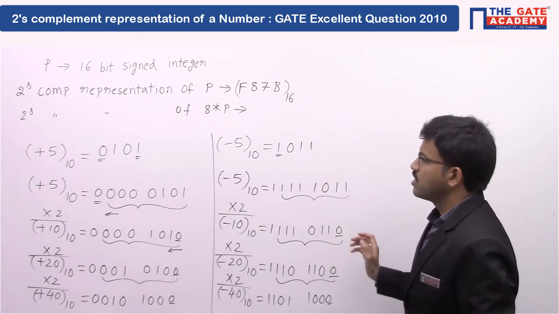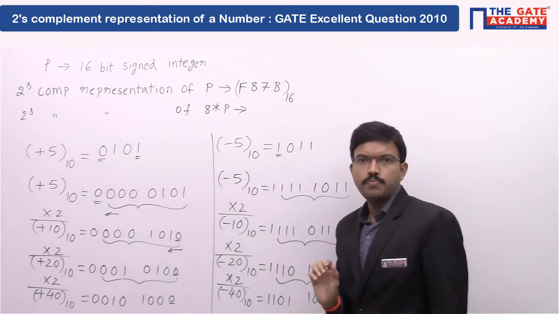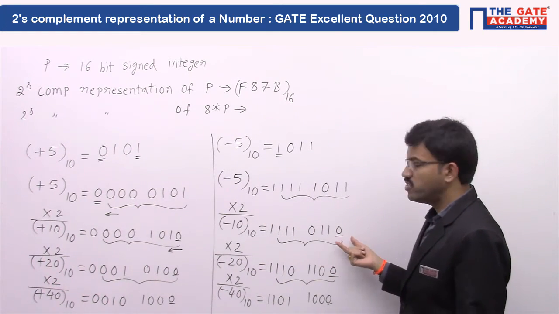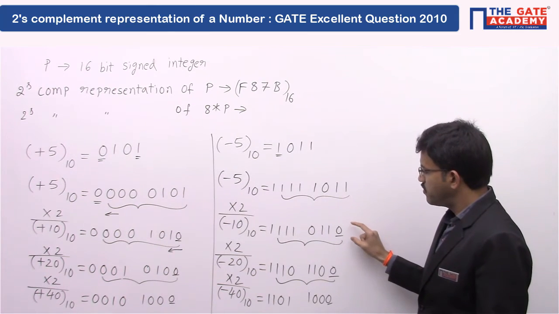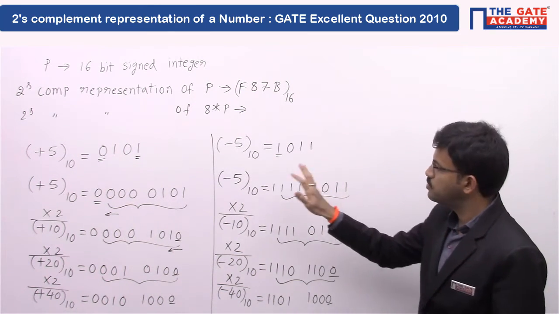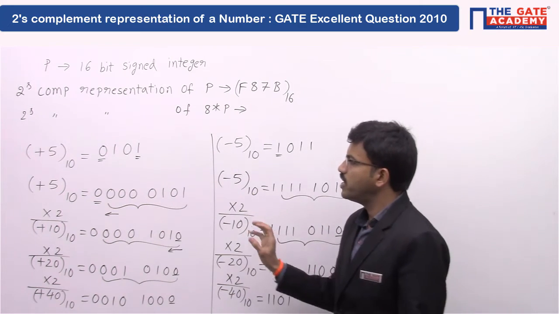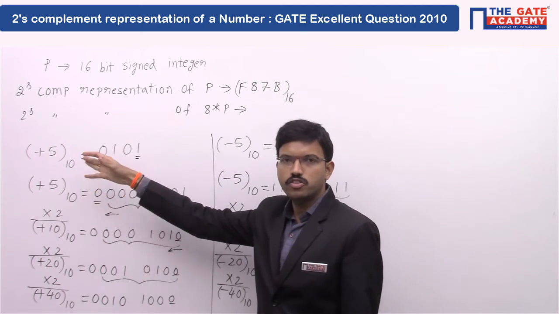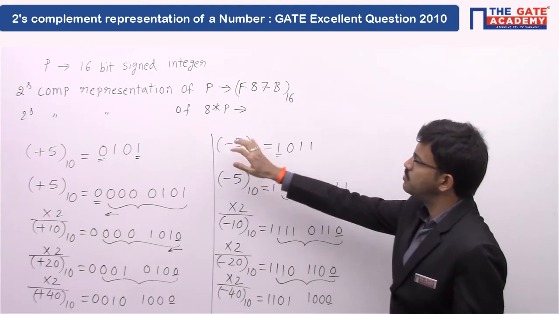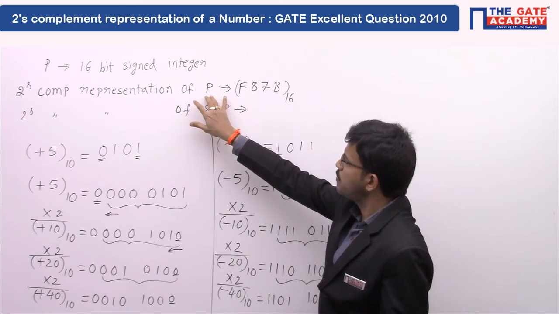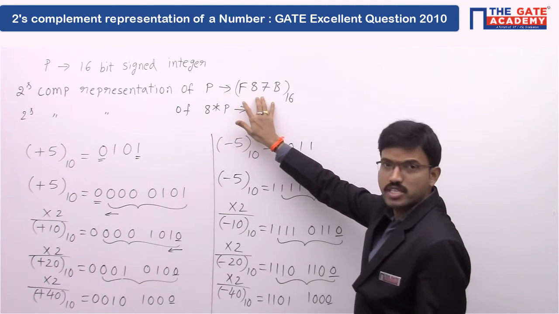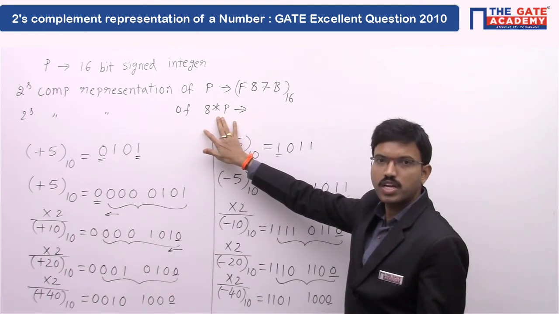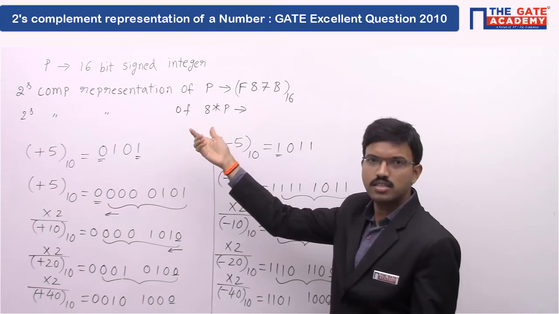Okay, so whether it is a positive number or a negative number, whenever we do the left shift by 1 bit, the LSB will be empty, right? So I will fill that bit with 0, whether it is a positive number or a negative number. So whenever we do left shift by 1 bit, it is the same as multiplying the equivalent value with 2, right? So if you observe, he has given a number P in 2's complement representation. Now he is asking for the 2's complement representation of 8 times P. That means we have to do left shift by 3 bits.